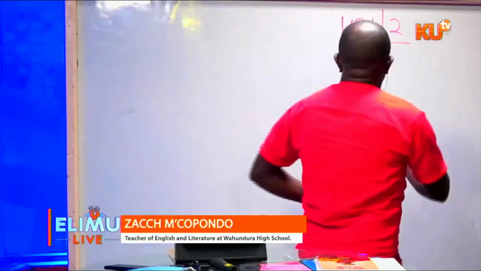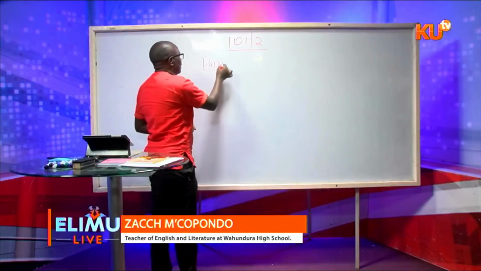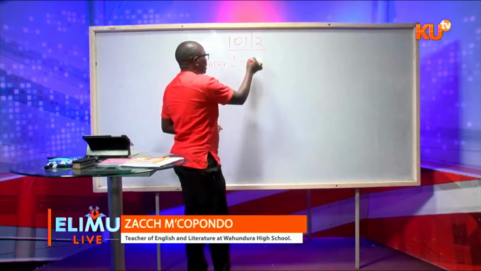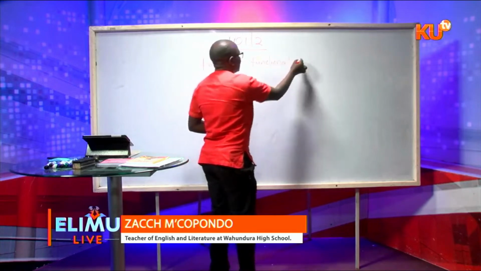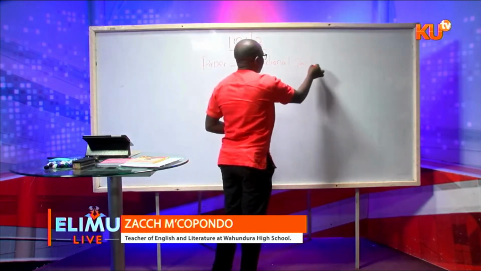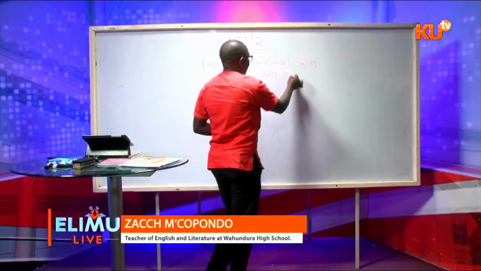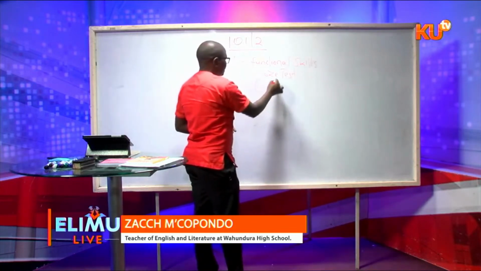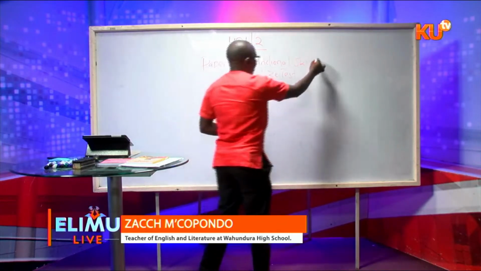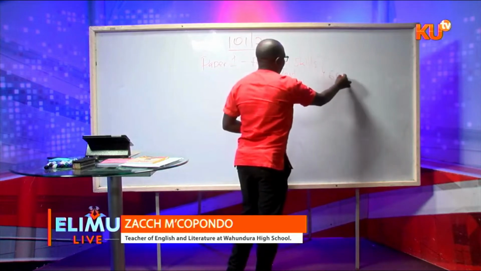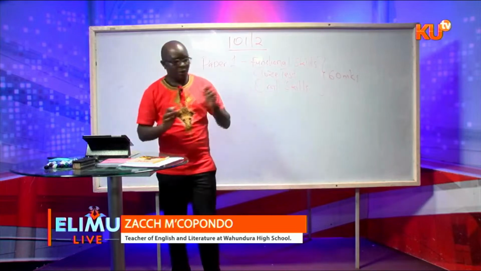We said that English is divided into 3 papers. That is paper 1, what we call functional skills, cloze test, and oral skills. This paper carries 60 marks of the total. That is functional skills, cloze test, and oral skills.